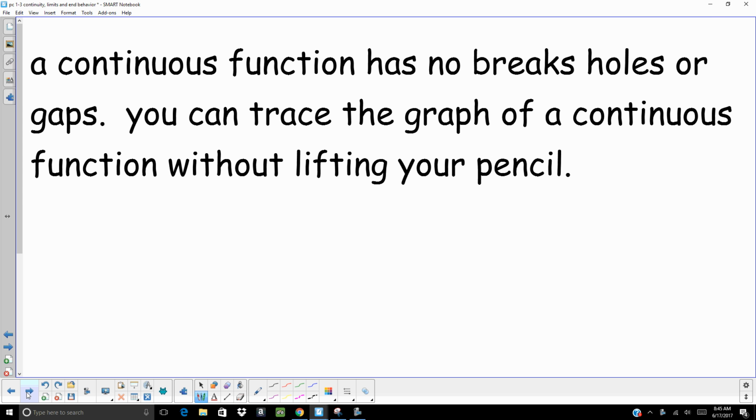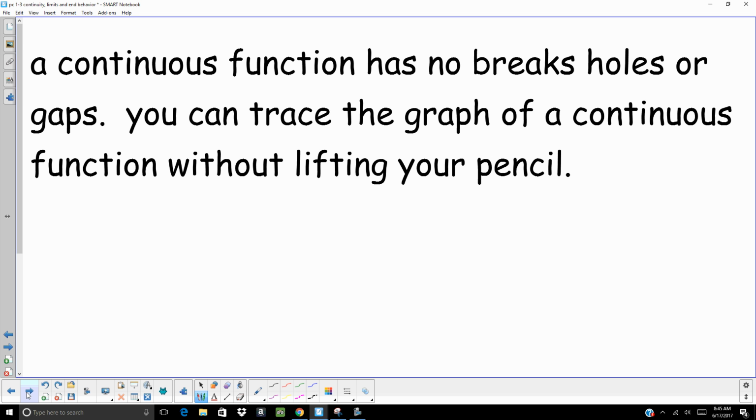Okay, right about now, you guys are probably asking yourselves, gosh, I wonder what a continuous function really means. Well, a continuous function has no breaks, holes, or gaps. You can trace the graph of a continuous function without lifting your pencil. There is a way to do this more mathematically if we start talking about limits going from the left-hand side versus the right-hand side. And that would be more of an honors topic.